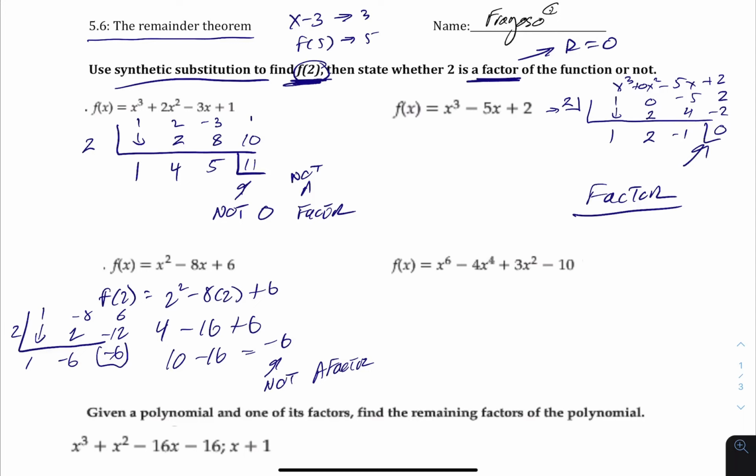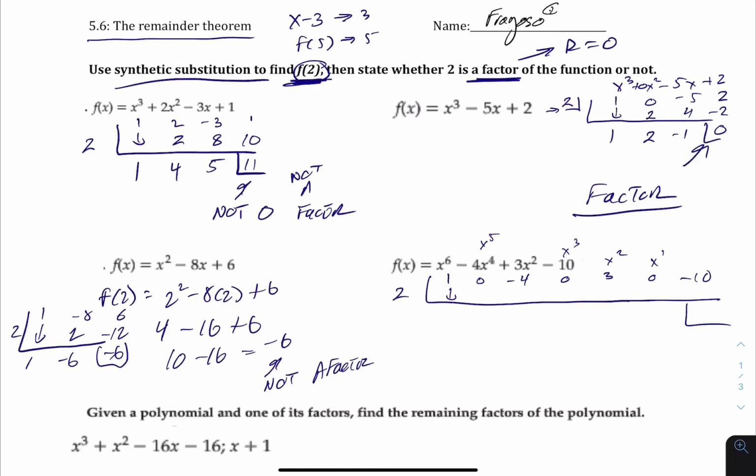The next one, I don't want to deal with those big numbers. I think it might be easier to just do division because of the numbers. So 1, 0 for x to the fifth, -4 for x to the fourth, 0 for x cubed, it'll go down in order. 3 for x squared, 0 for the linear term, -10. Now we're still doing 2. So bring the first one down, and all you care about is the remainder.